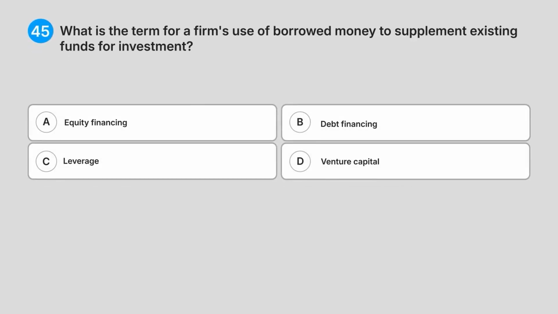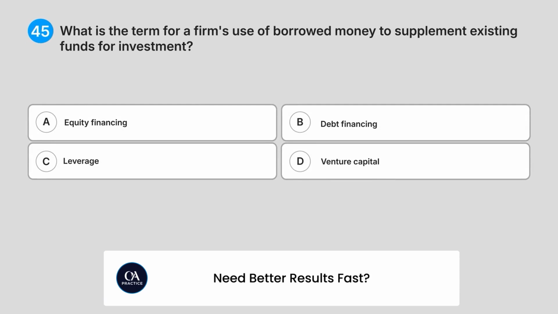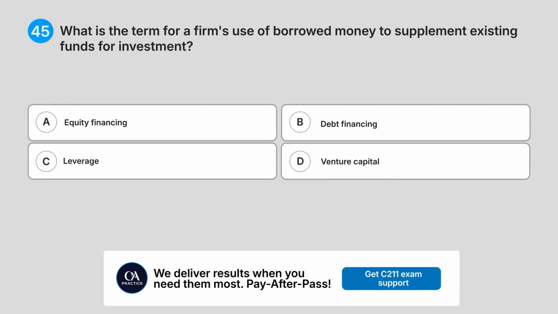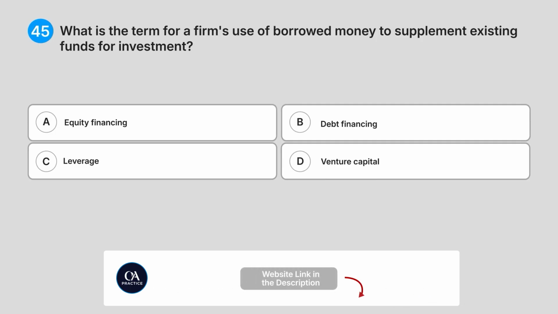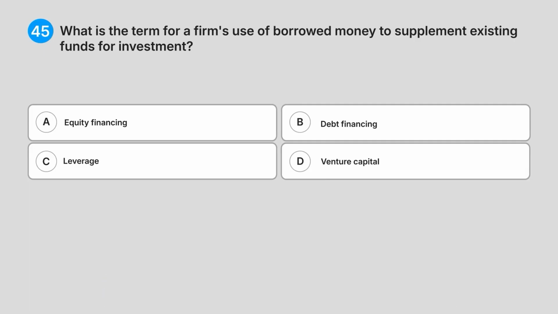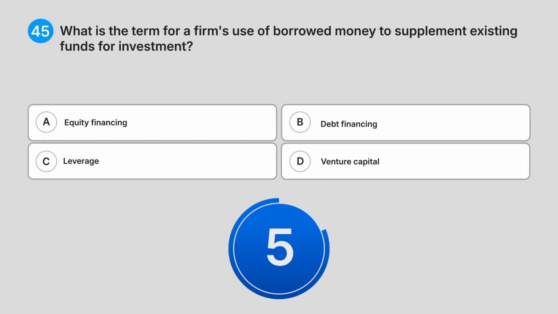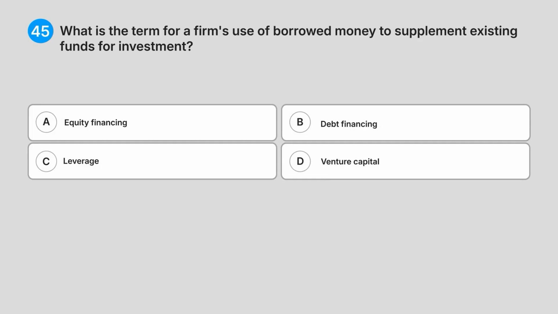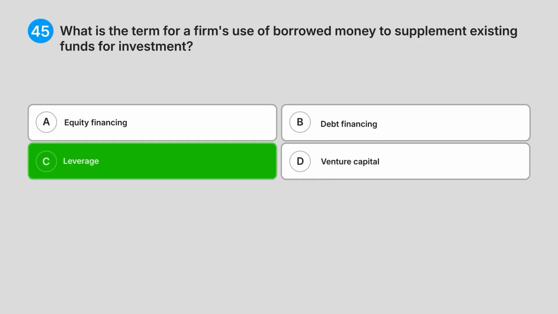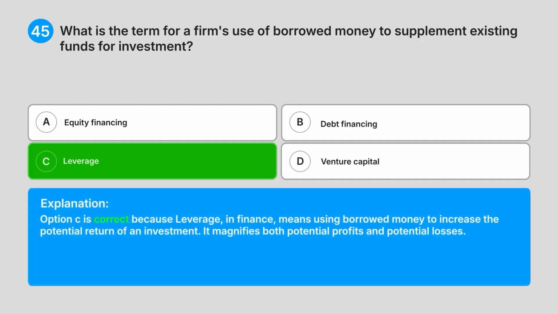45. What is the term for a firm's use of borrowed money to supplement existing funds for investment? A. Equity financing. B. Debt financing. C. Leverage. D. Venture capital. Do you know the answer? Correct answer, C. Leverage. Explanation: Option C is correct because leverage in finance means using borrowed money to increase the potential return of an investment. It magnifies both potential profits and potential losses.